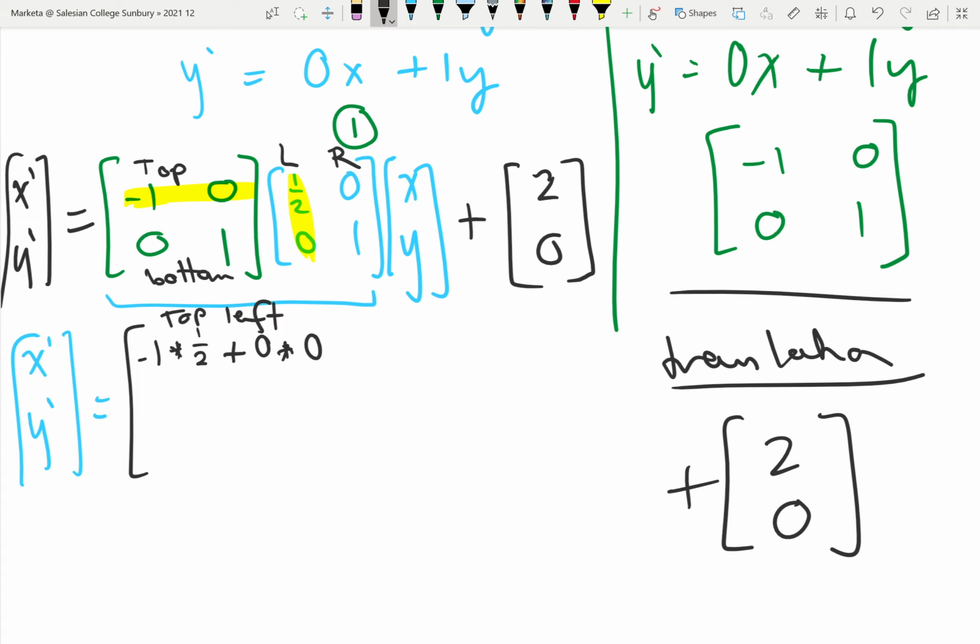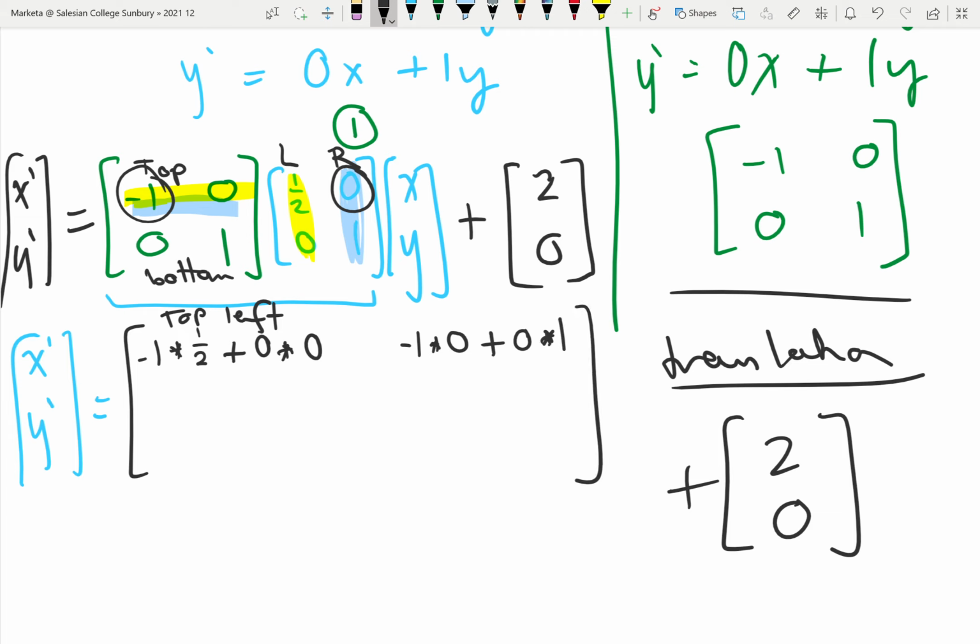So let's do the next bit, and I'll do this in blue. So now I'm going to do top right. So I'm going to get -1 times 0. So over here, I've got -1 times 0 plus 0 times 1.